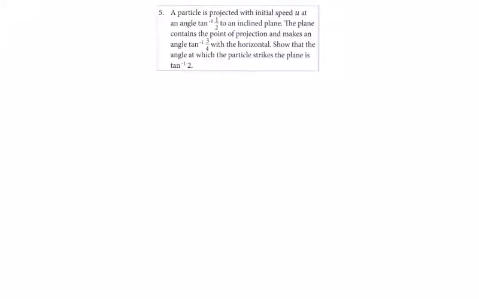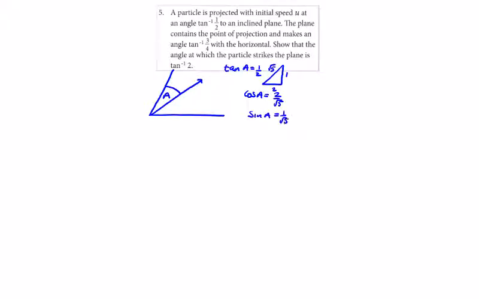Question 5, we have a particle projected with initial speed u at an angle inverse tan 1 over 2 to the inclined plane. So in here, we call this the angle A. Tan A equals 1 over 2, opposite over adjacent and root 5. So the cos of A is 2 over root 5 and the sine of A is 1 over root 5.